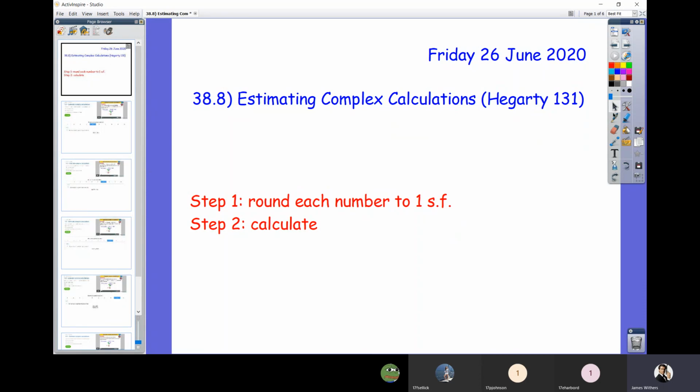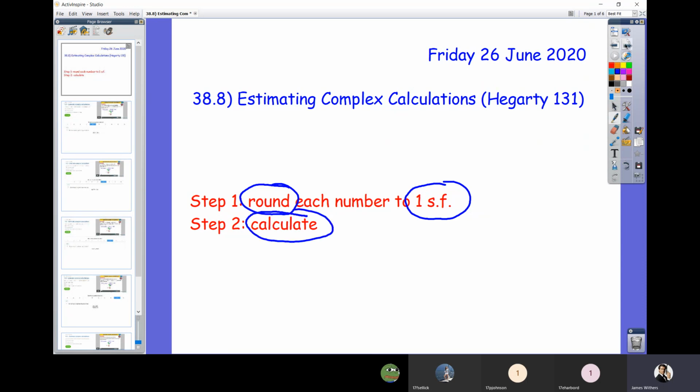So the strategy is twofold. First thing you do, every single number in the calculation you round to one significant figure. So that's what you were practicing yesterday. So step one, you're going to round every single number to one significant figure. Once you've done that, using those rounded numbers, you just work out the calculation in your head. So this must not be with a calculator today, guys. This has got to be practicing it just in your head or doing little side workings. So step one, you round to one significant figure. Step two, you do the calculation.